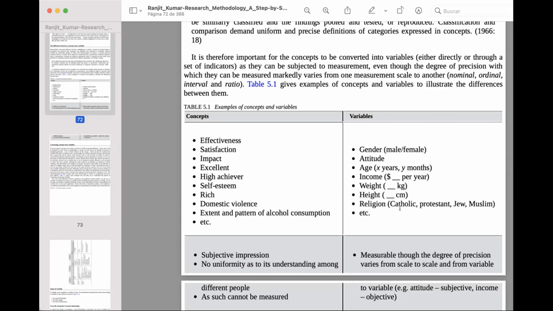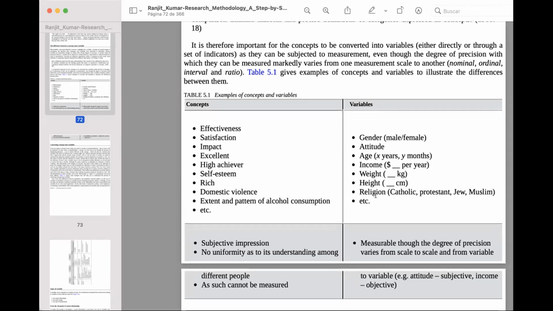You cannot measure, but you can. Those are special kind of variables. Those are nominal variables, but they indicate that one is different from the other. Yes. So if you're Catholic, you're not Protestant, yes, male or female.